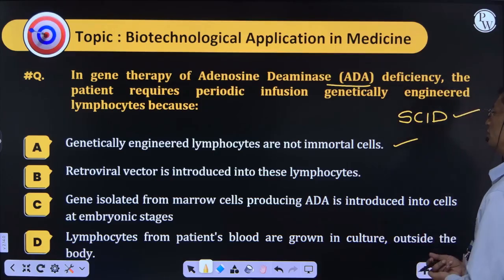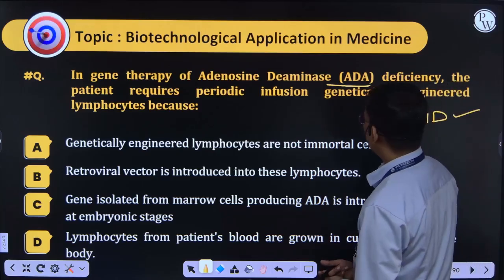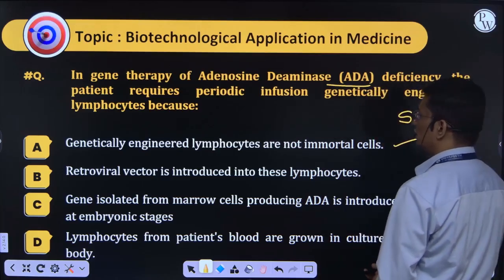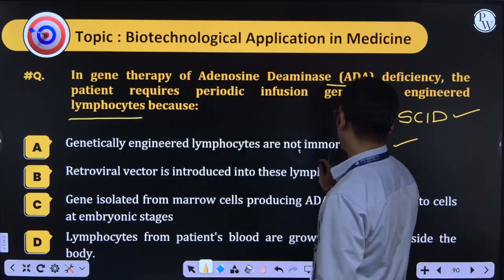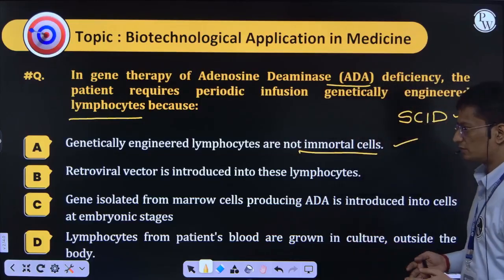The remaining ones are not permanent cures. Why can we not consider the genetically engineered lymphocytes a permanent cure? Because they are not immortal cells. After their lifespan, they will die.